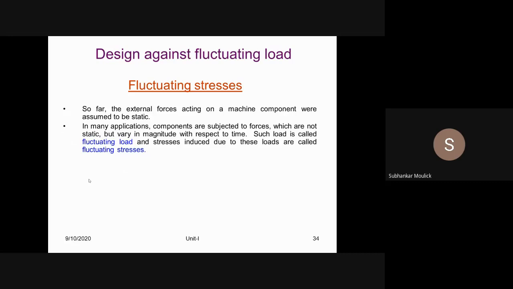Fatigue failure of any mechanical component is due to which type of load and which type of stresses? Static load, static stresses, or fluctuating load and fluctuating stresses? Sir, fluctuating. Yes. Fluctuating load. Yes, so let me give you an example.